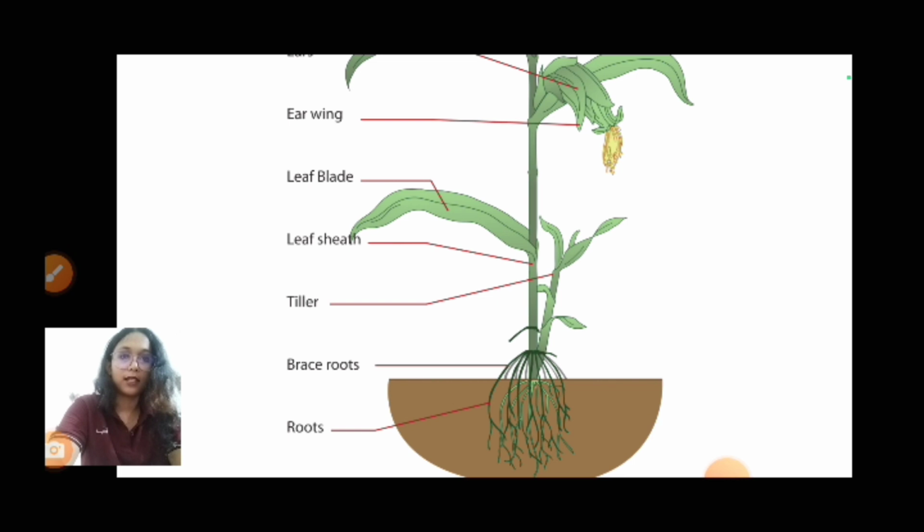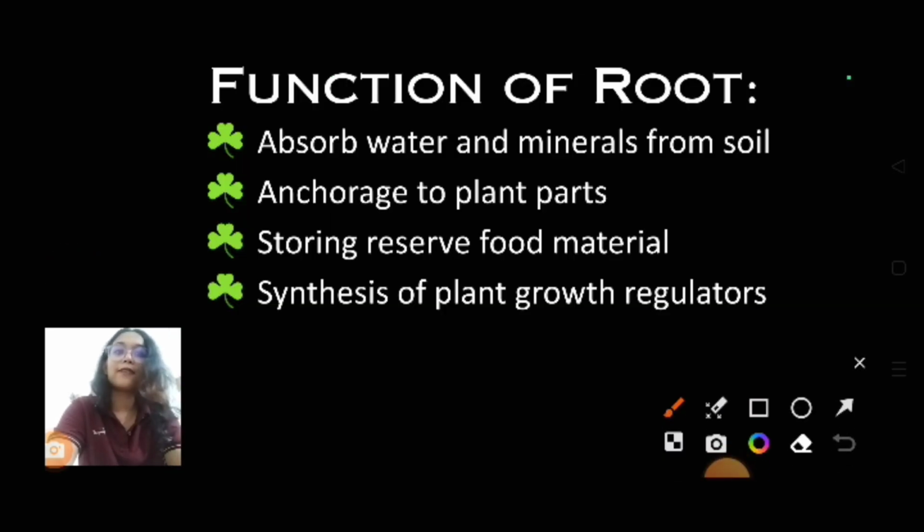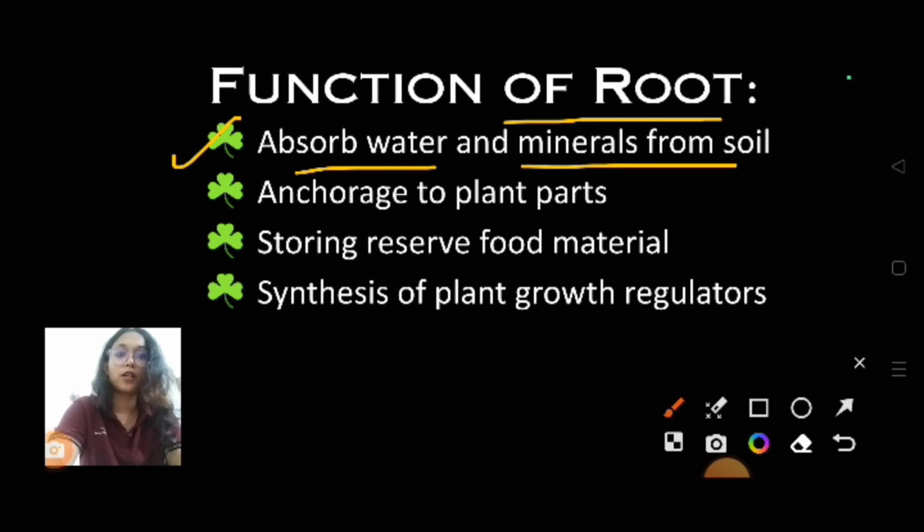Okay. So we have seen three different types of root system: taproot system, fibrous root system and adventitious root system. Okay. Then moving on to the next slide. Let's see some functions of root. So what is the function of root? So the first point, it's very easy, that they used to absorb water, minerals from the soil, and they used to transport to different parts of the plant body. Okay, and through xylem it used to transfer.